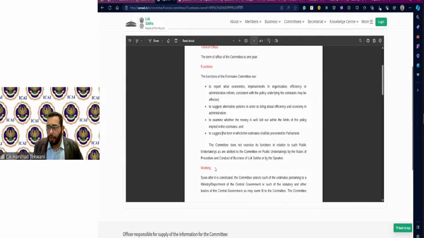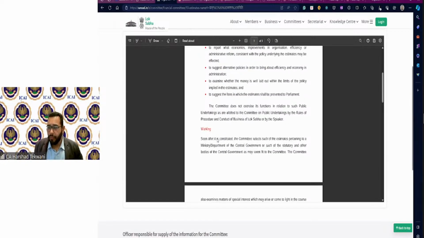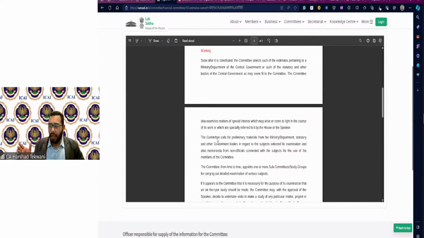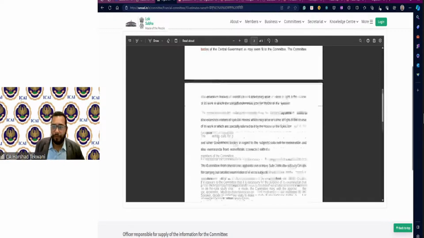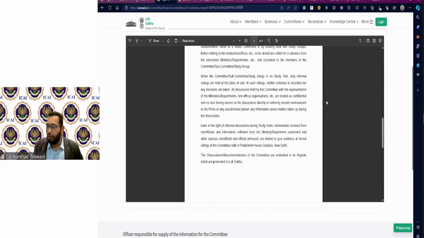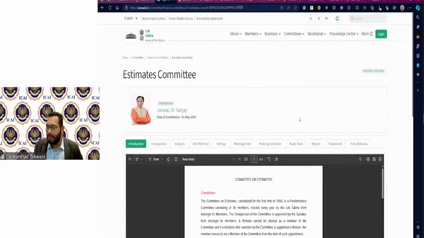So they have their specific purpose with respect to the estimates, as the name suggests. They examine the estimates, their economies and everything, and improvements if any are required. They suggest alternative policies to bring efficiency. And based on that, they perform their function. Now I'll show you some of the reports they presented.